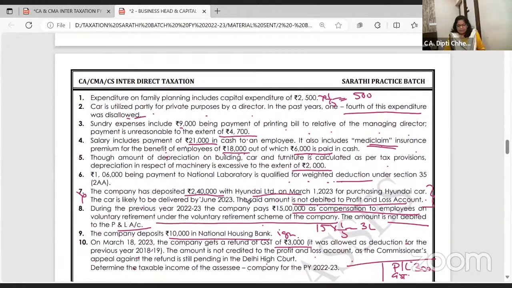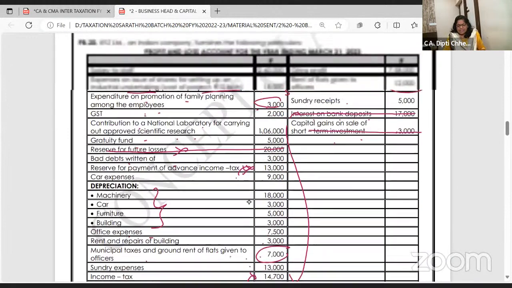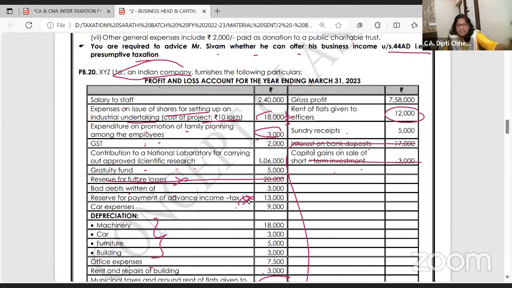Determine the income. Please don't feel that so much is asked. No, dear students, it is as good as 2 problems. But I like it because it has wonderful adjustments.